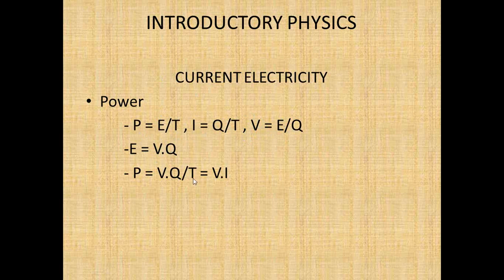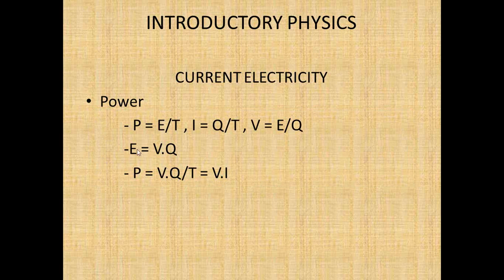we get V times Q divided by time. If you look closely, you see that Q over T is equal to I, current. Current is the rate at which charge flows, so it is charge divided by time. If you plug these in the equation, you get power equal to the electric potential difference, or volts, times current, I. This is a very important equation, so you have to remember this.